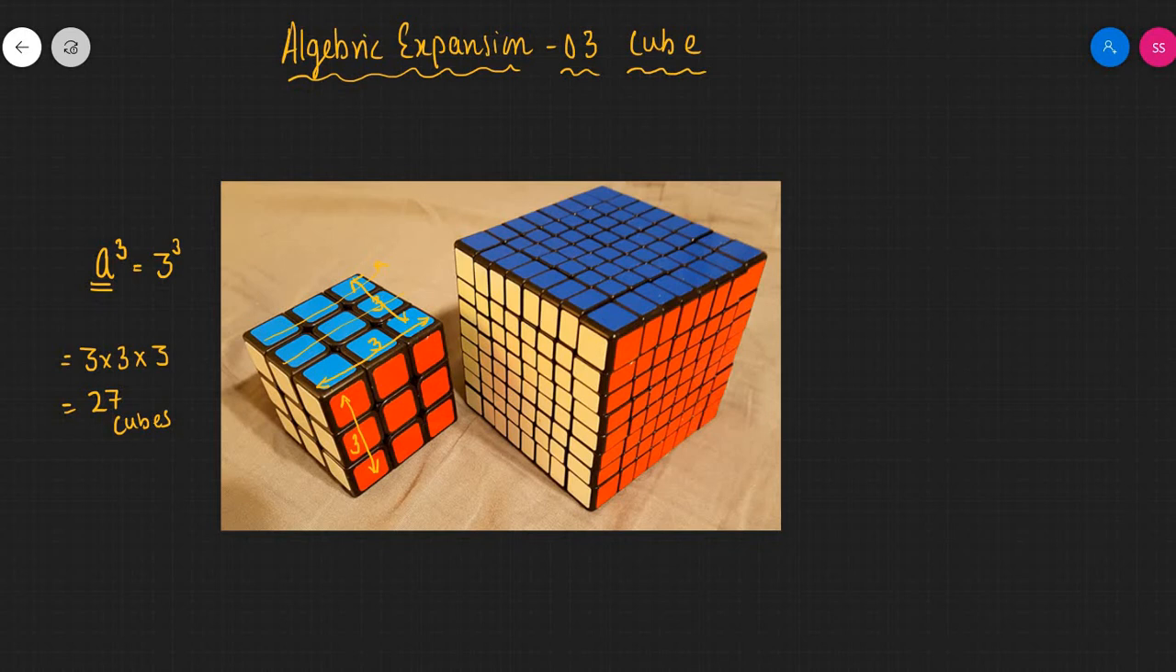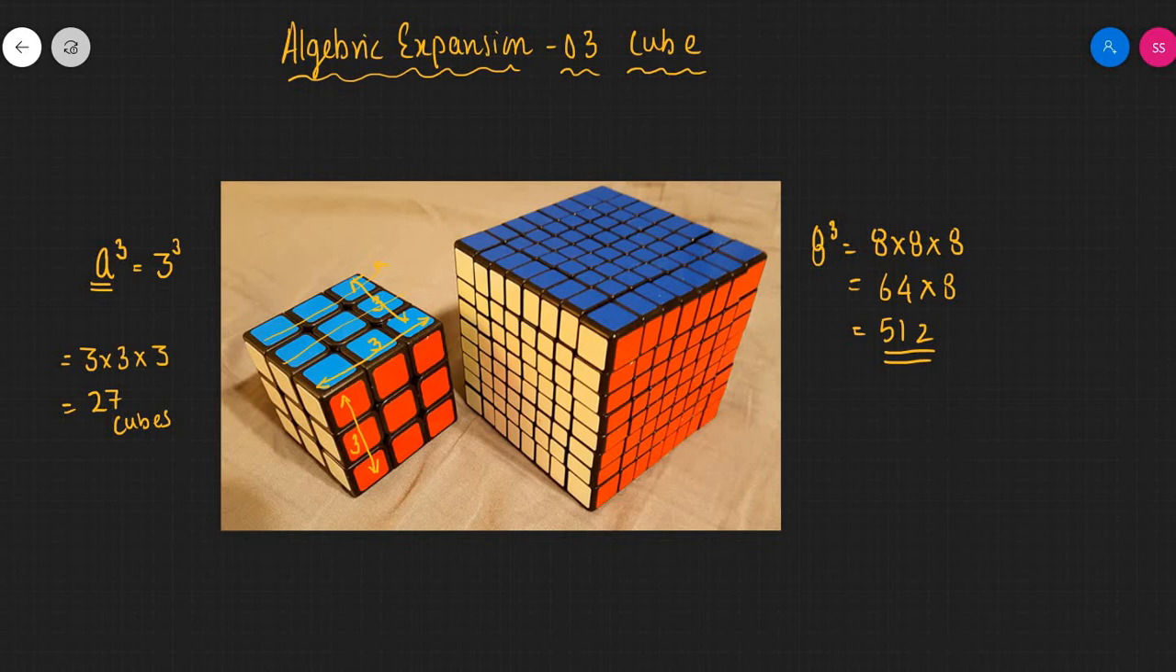And here in this one, this is a bigger cube, which is 8 cube. And that would be 8 into 8 into 8. That's equal to 64 into 8, that's 512. So you have a total of 512 cubes in this big Rubik's cube.